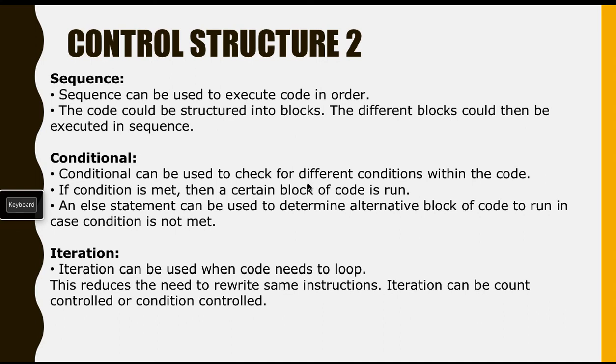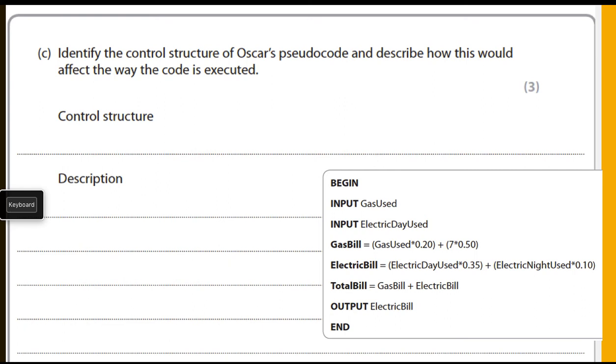All right, so here's a question related to that. The question says, identify the control structure of Oscar's pseudocode and describe how this would affect the way the code is executed. Now here is the pseudocode. What you've been asked to do is identify the control structure for that, and give a description of how it would affect the code. You'll notice here nothing has been indented, so straight away the code is going to be running from beginning to end. You should be able to work out what kind of control structure that is based on what we spoke about in the previous slide.